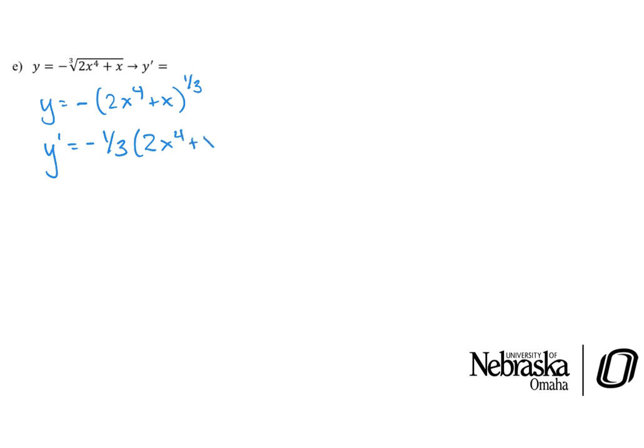2x to the 4th plus x. Subtract 1 from the exponent. So 1/3 minus 1 is a -2/3. And then apply our chain rule. We multiply by the derivative of what's inside the outer function. So when we find the derivative of this, derivative of 2x to the 4th would be 8x cubed. Multiply the 4 out front, decrease the exponent by 1. And the derivative of just x is 1.